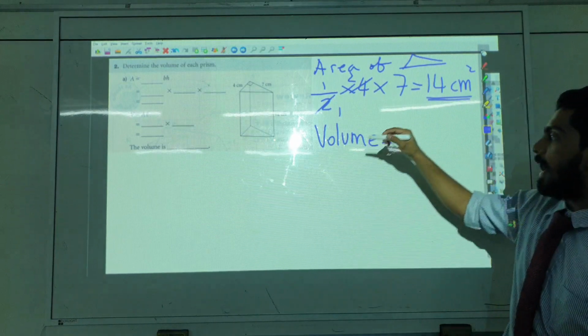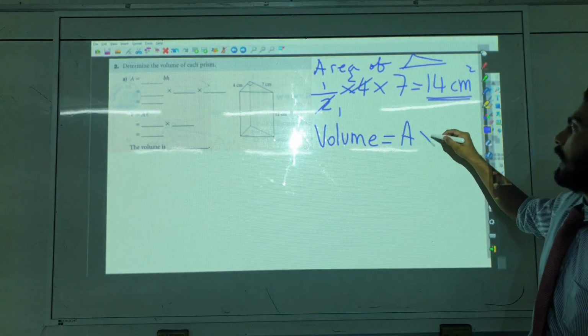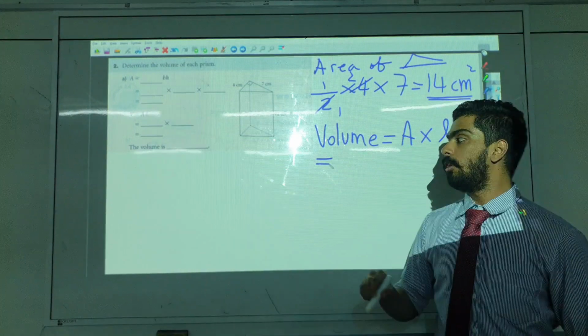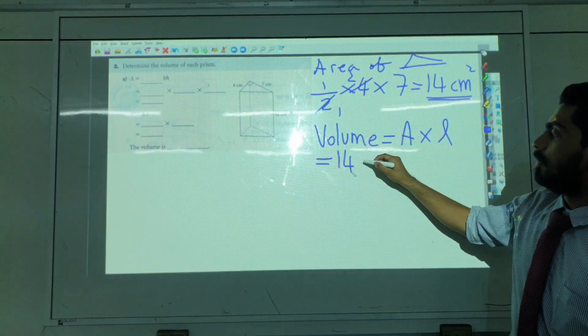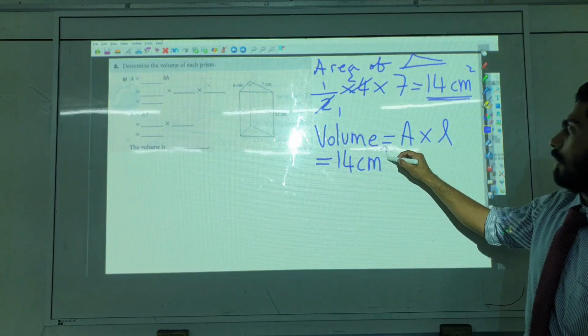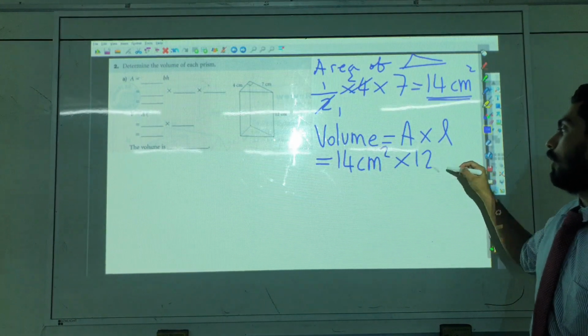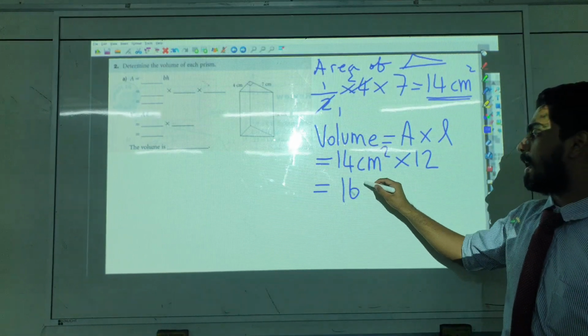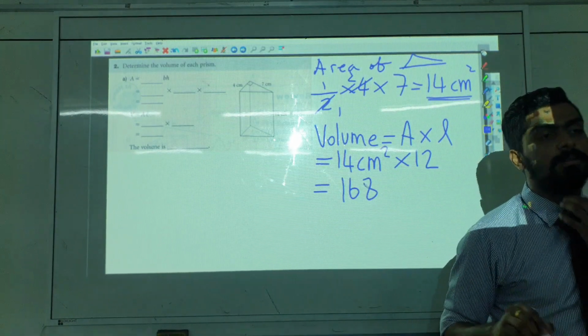Volume is area multiplied by the length. How much is the area? So we have 14 cm square multiplied by 12. What is 14 times 12? 168. What is the unit? cm cube.